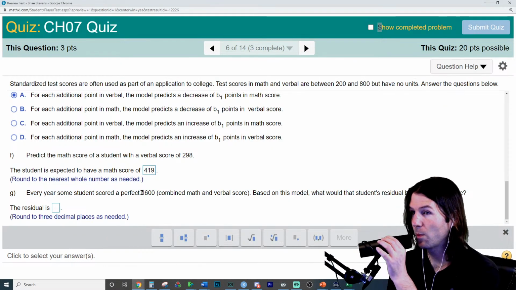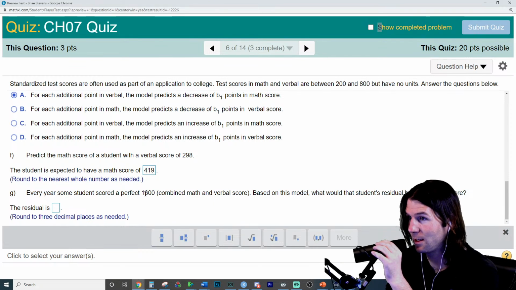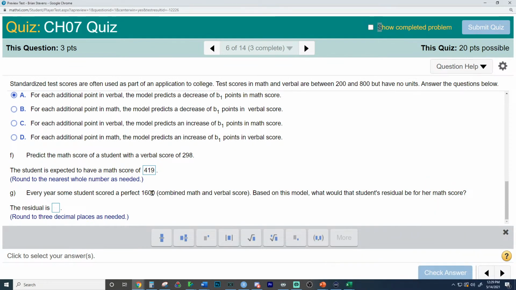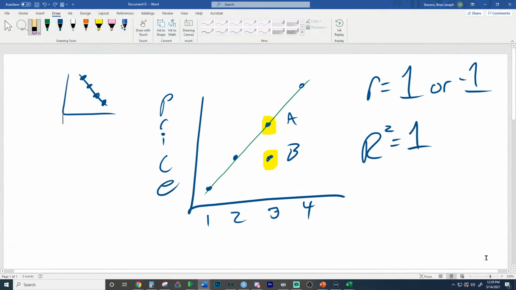Every year, someone makes a perfect score on the SAT. Based on the model, what would the student's residual be? So we have to figure out the residual for the student. Now, the SAT has two components, a math and verbal. We know this person had a perfect score, so they scored an 800 on both sections. This is the toughest problem here because we need to talk about what we're doing. I'm going to do it a little bit slowly.